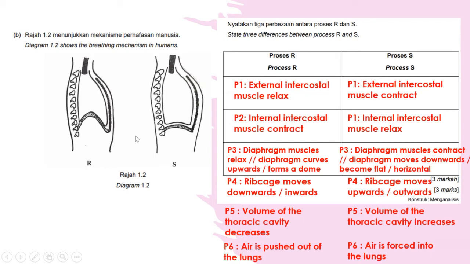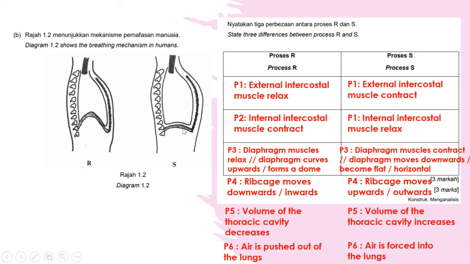Okay, point number 4. The rib cage moves downwards and inwards. For process S, the rib cage moves upwards and outwards. And then point number 5, in exhalation, the volume of the thoracic cavity decreases. And here the volume of the thoracic cavity increases. And the last point, air is pushed out of the lung.